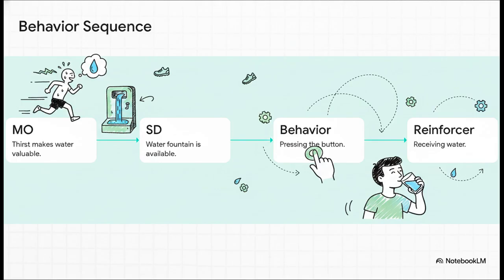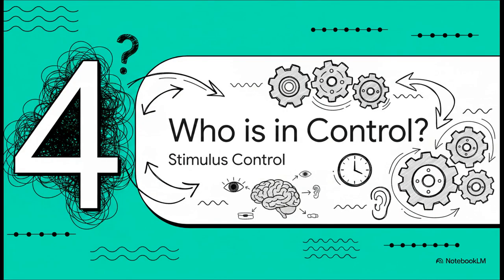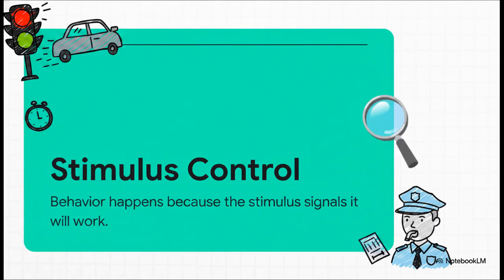Without step 1, you wouldn't even bother pressing the button, and without step 2, you'd have nowhere to press it in the first place. They are the perfect team. Which brings us to section 4, who is in control? So this introduces the concept of stimulus control. Stimulus control means a behavior happens more often in the presence of a specific stimulus, simply because that behavior was reinforced in the past when that stimulus was present.